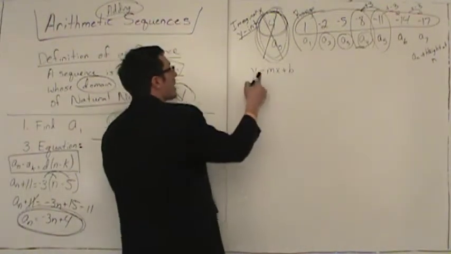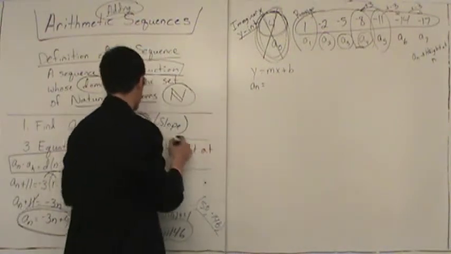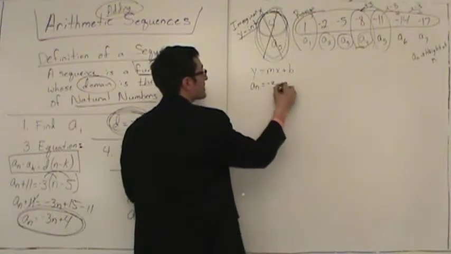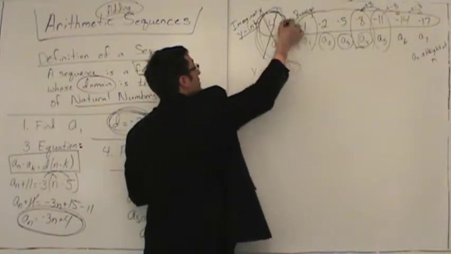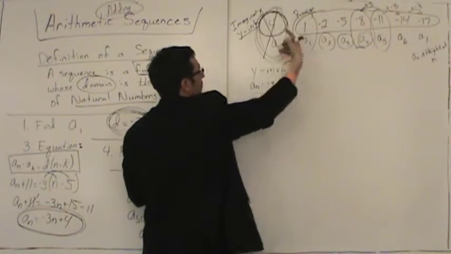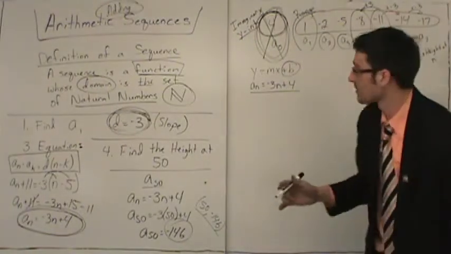Okay, so instead of y, we're using a sub n. Instead of slope, we have common difference. Remember, our common difference was negative 3. So we write negative 3. Instead of x, we use n. And our imaginary y-intercept that doesn't actually exist as part of the function is 0, 4. But the y value is 4, so we get the equation a sub n equals negative 3n plus 4.